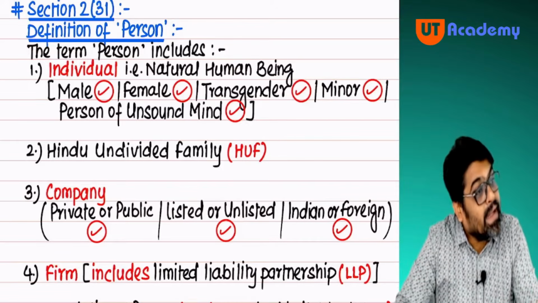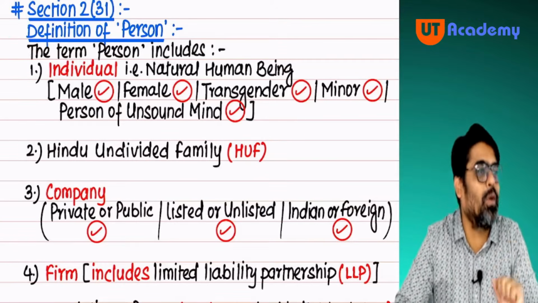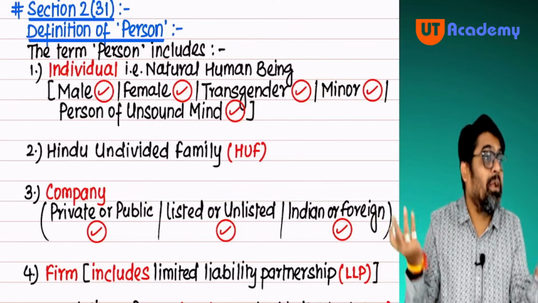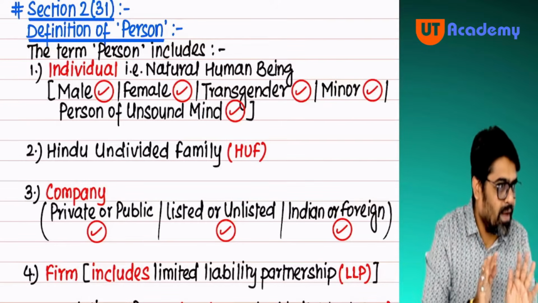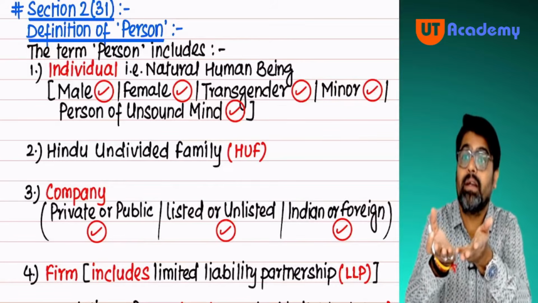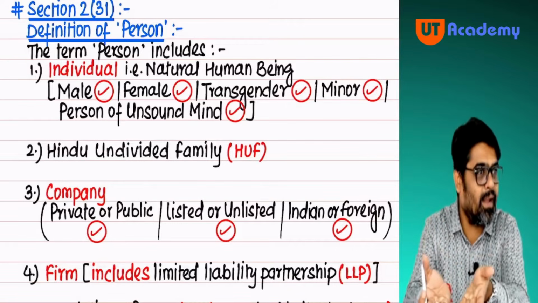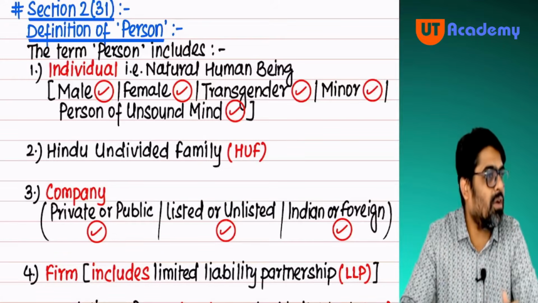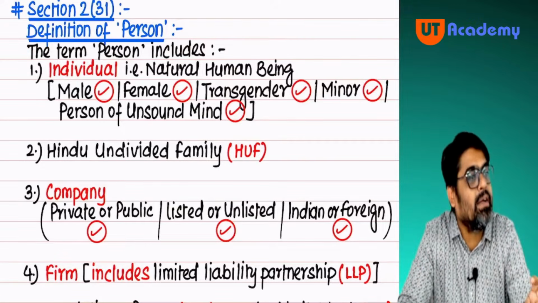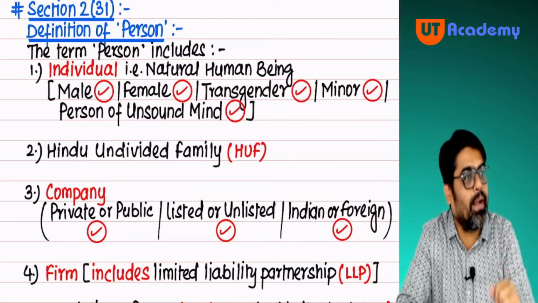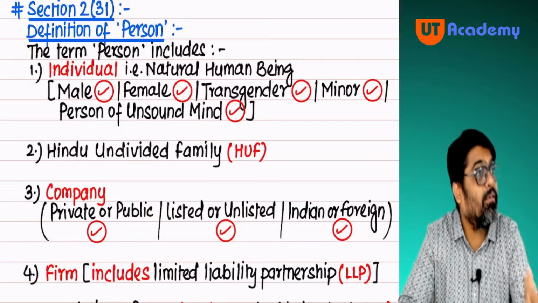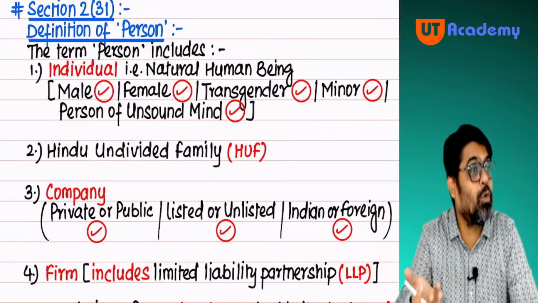See, a minor is also an individual, but he is a small individual. We all are big individuals. But don't forget, even a minor is a natural human being. Yes or no? Even a minor has the capacity to earn income. Yes or no? So, minor child. Then a person of unsound mind. Can he earn income? Yes. Even he is a natural human being.